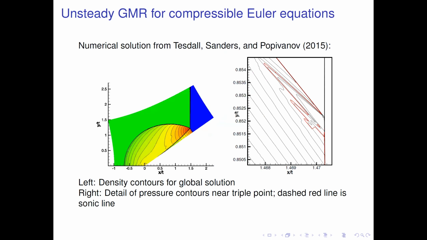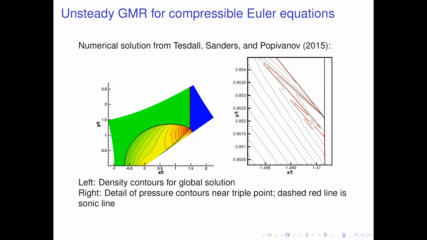All right, now you might wonder, does this transonic small disturbance equation really capture what's going on in the Euler equations? My experience is that it's remarkably robust. Here's another numerical solution by Alan Sanders, by Alan Testel's collaborators. This is a full Euler solution. So here's the global picture.